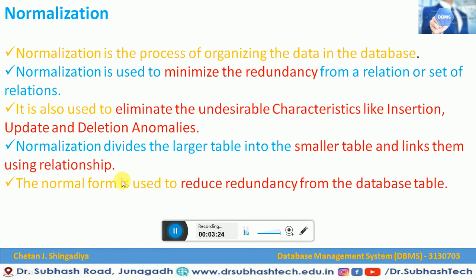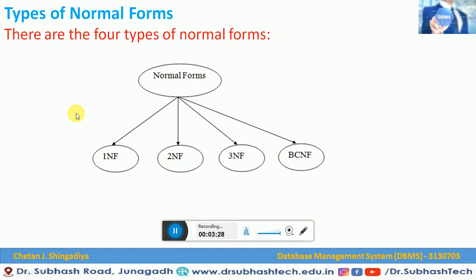Now let us start with each normalization form with an example. Basically the normal forms can be categorized into four types: first normal form, second normal form, third normal form and BCNF. There are more normal forms like fourth NF and fifth NF, but practically they are very complicated to implement. So right now we are going to see these four normal forms plus these two, that is 4NF and 5NF. NF means normal form.